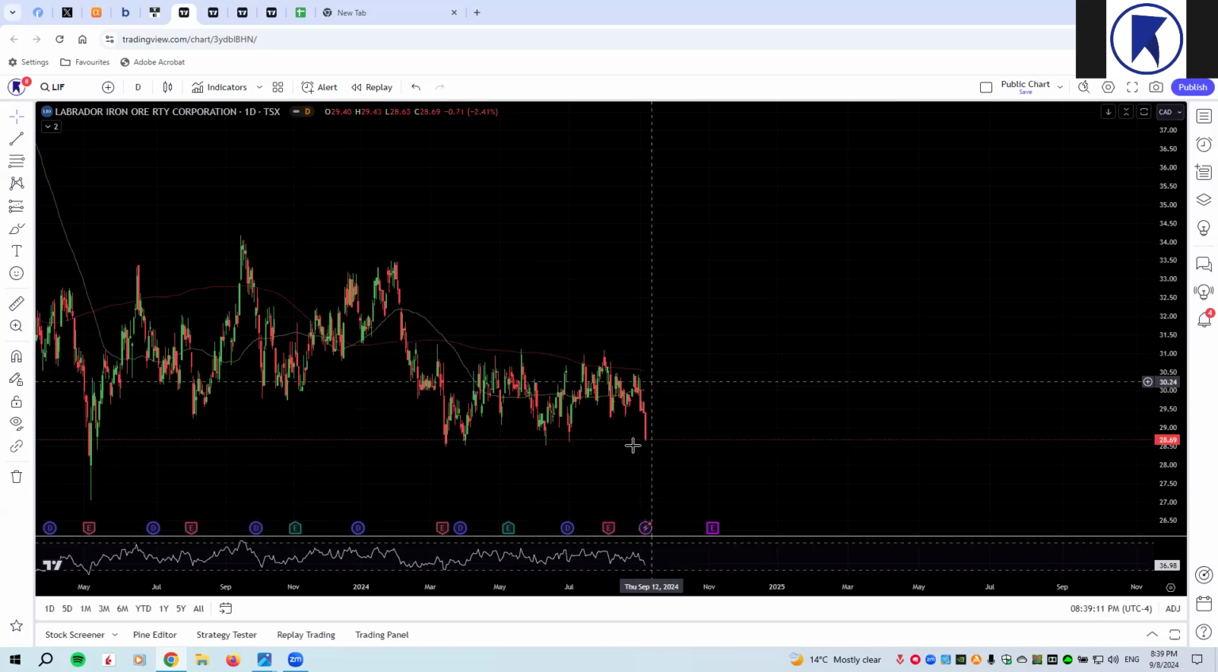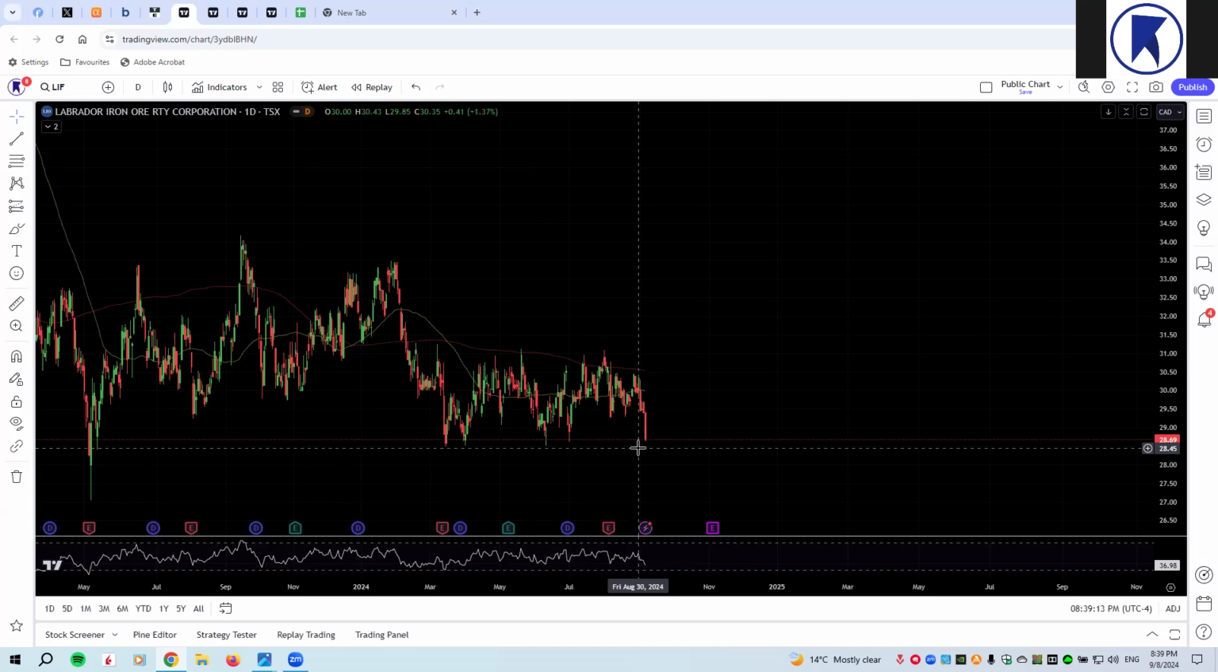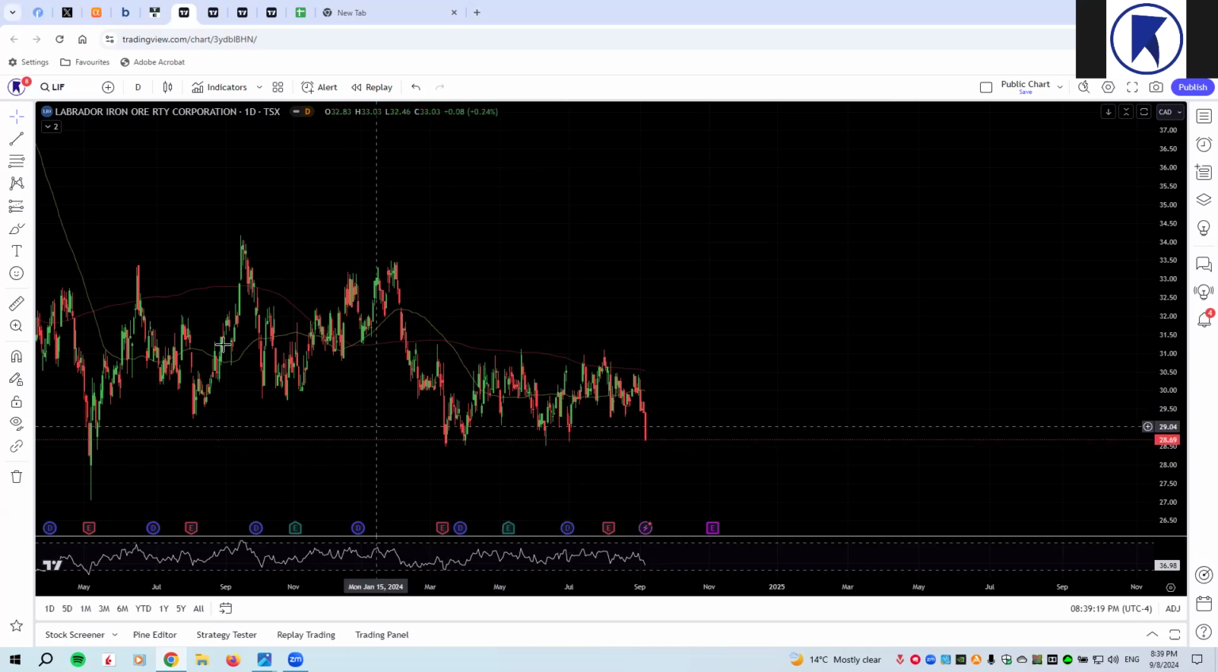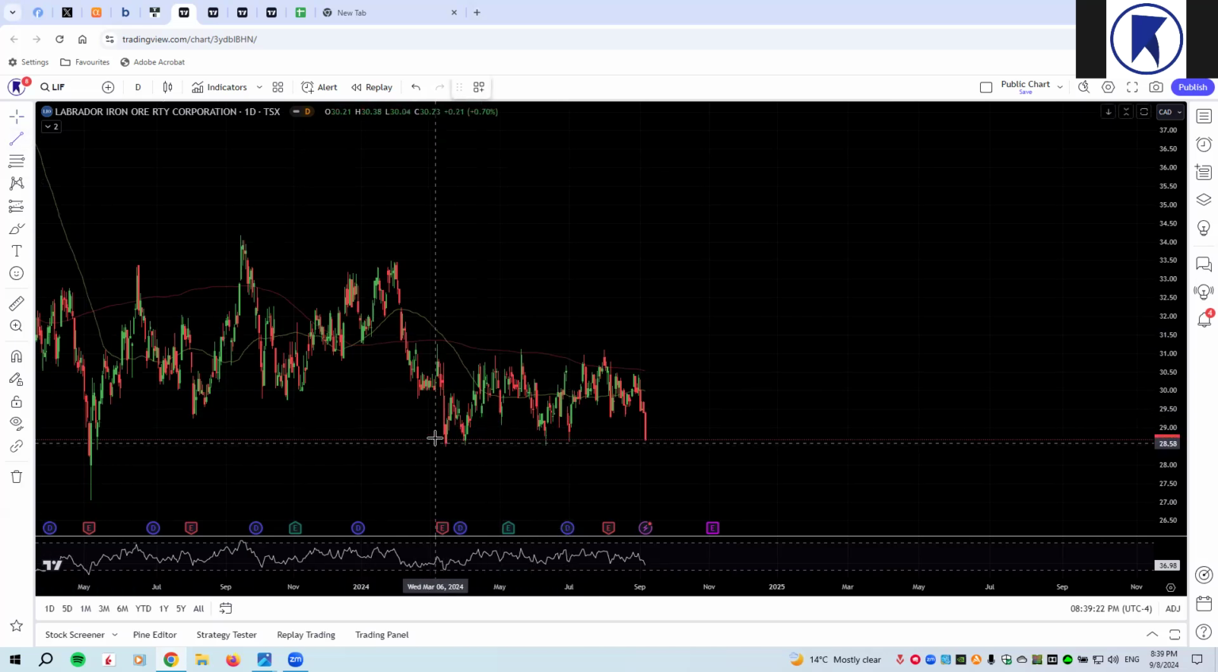I'd like to see it find a little bit of a floor. Look at this multiple touch point, right? Beautiful, like the 28, 50 area, multiple touch points, beautiful. Maybe I'll just mark it just so you can see, right?